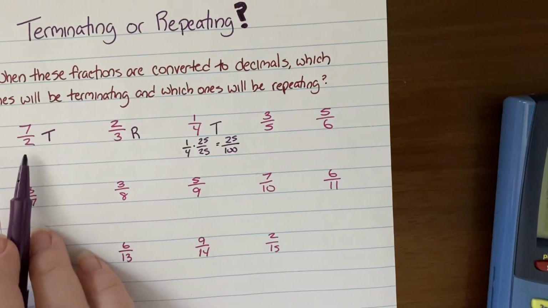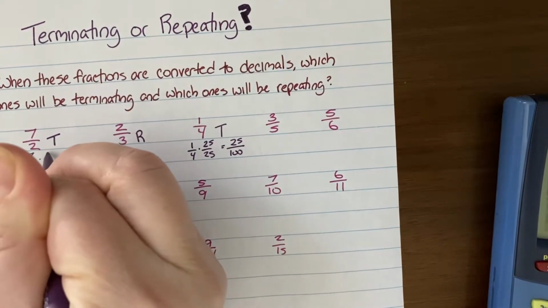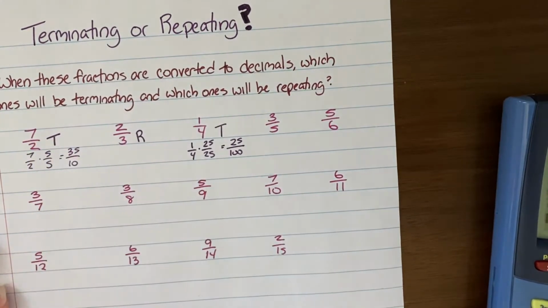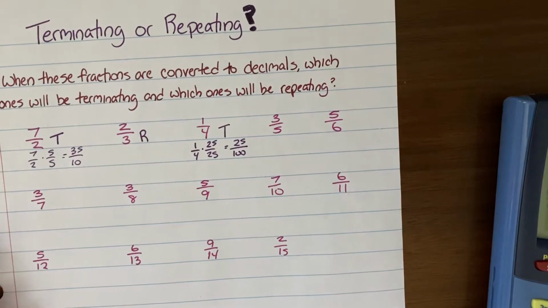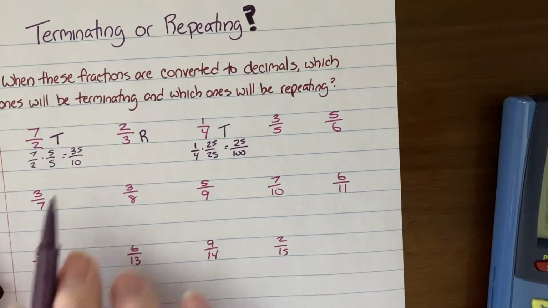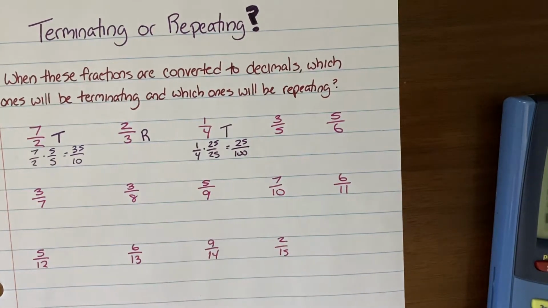The same thing would happen here with 7 over 2. I can take 7 over 2 and multiply it by 5 over 5 so that I get 35 over 10, right? 35 over 10 will end in the tenths place, okay? So that's a neat little trick.